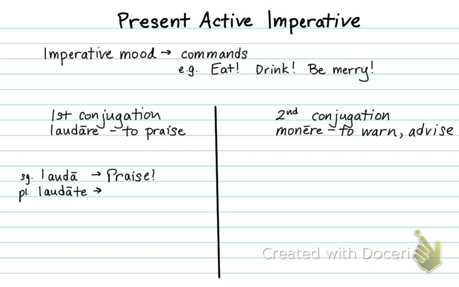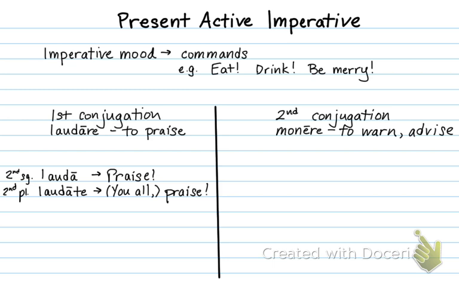If you want to give a command to many people, you add te to the stem, laudate, which means everybody, praise. In English, we tend not to express the subject, and whether we were talking to one person or many persons, we would simply say praise. But in Latin, you have to specify whether you're talking to one person or many people, using the singular or plural. By default, anytime you give a command, you are talking to someone directly, so all of these are second person. The imperative only exists in the second person singular or the second person plural.